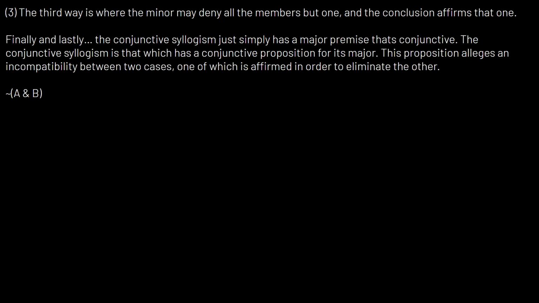Finally and lastly, we have the last hypothetical syllogism, that is the syllogism that argues from incompatibility, which is the conjunctive syllogism. A conjunctive syllogism simply has a major premise that's conjunctive. The major proposition of it alleges an incompatibility between two cases, one of which is affirmed in order to eliminate the other. That is the negation of A and B. This is read as, it is not the case that A and B.